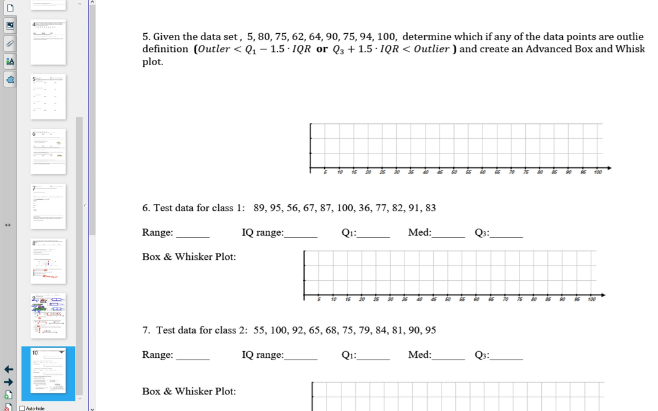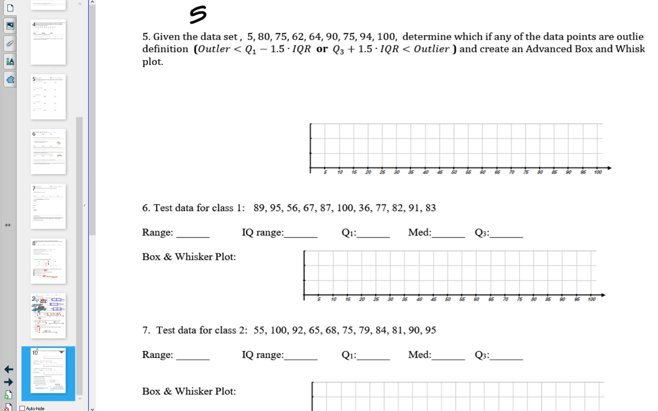Given this data set, determine which, if any, of the data points are outliers, and then create an advanced box and whisker plot. I don't know what the difference between advanced and not is, but let's just do a box and whisker. In order to figure out outliers, they have to be in order. Of course, they're not, so I'm going to have to put them in order.